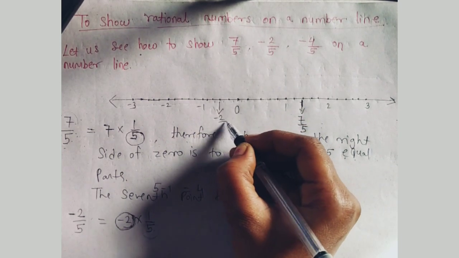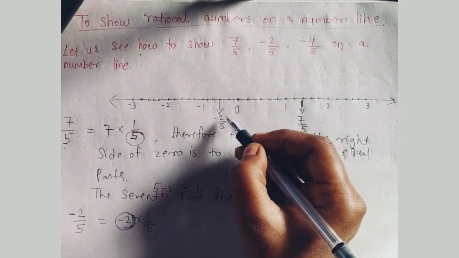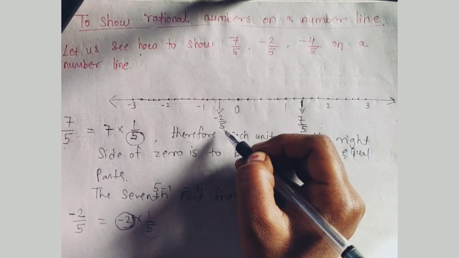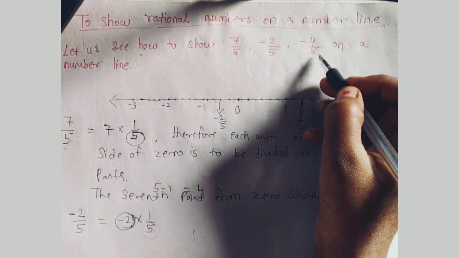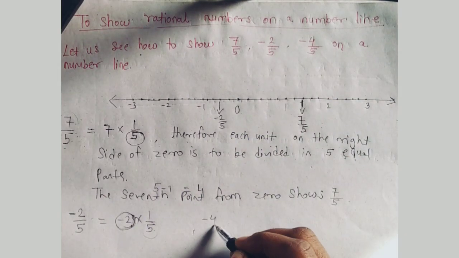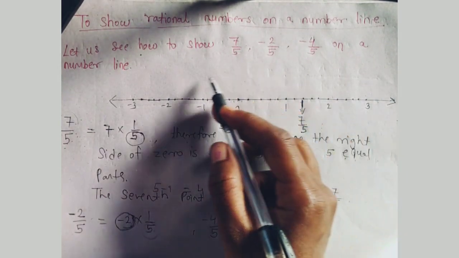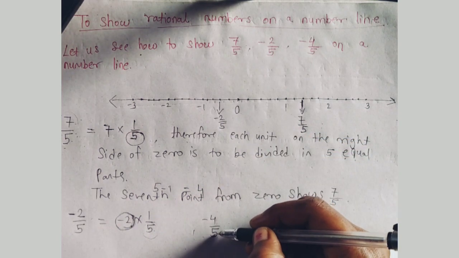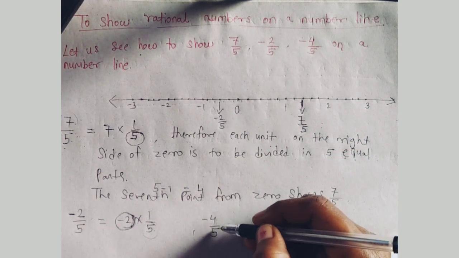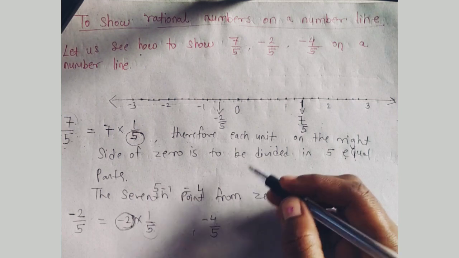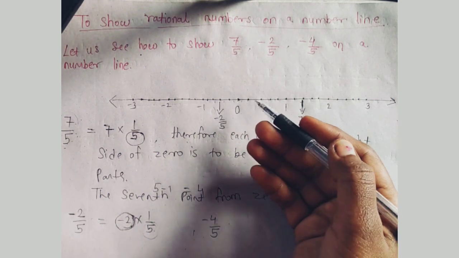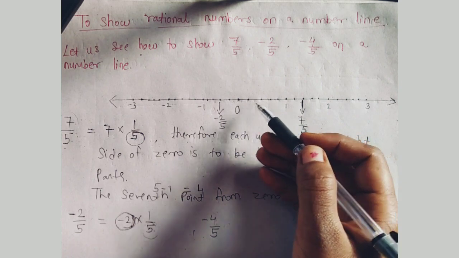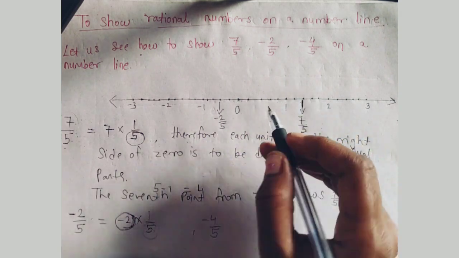This is our minus 2 upon 5. Similarly, we can show minus 4 upon 5 on this number line. Minus 4 by 5 is a negative rational number. And this is already divided into 5 equal parts.